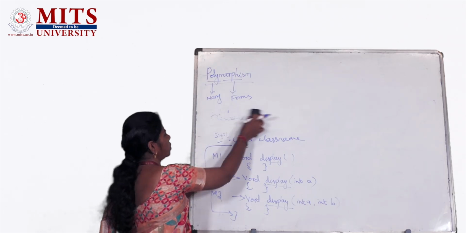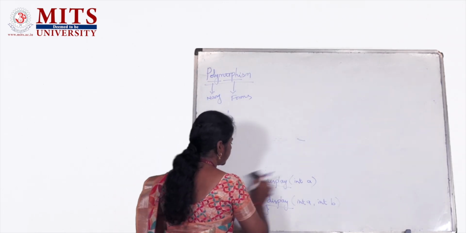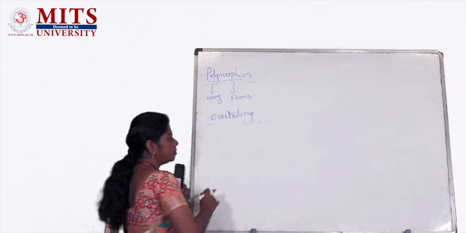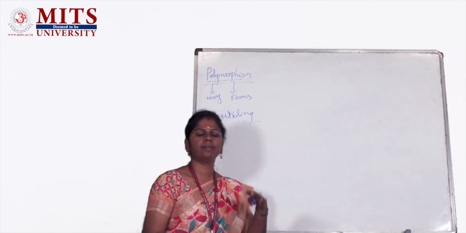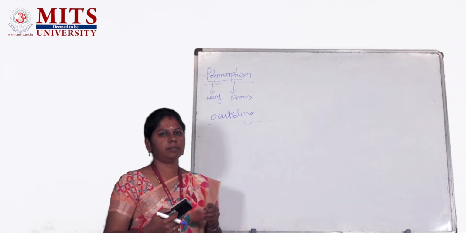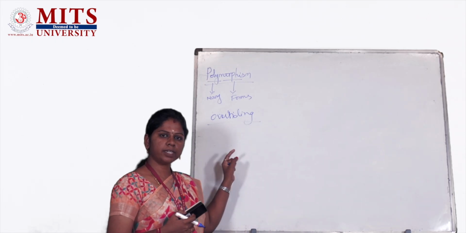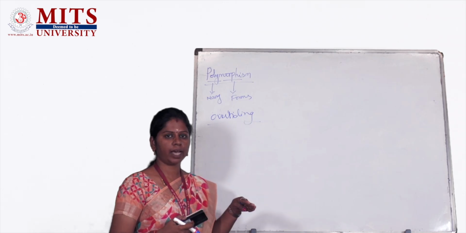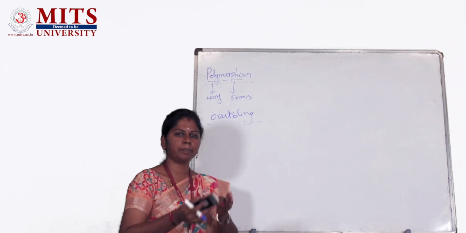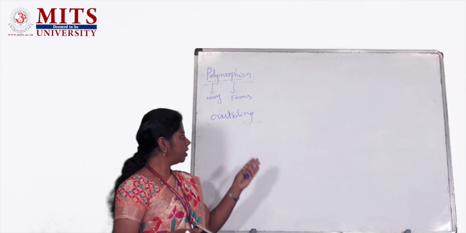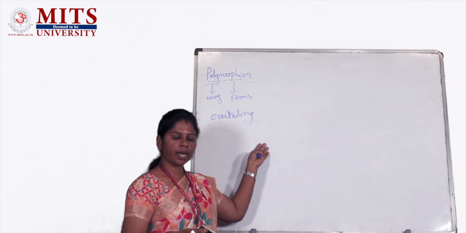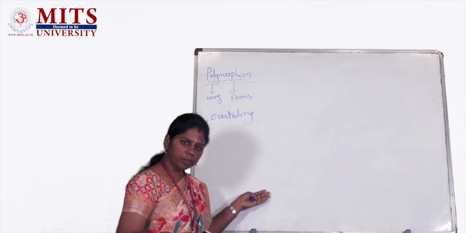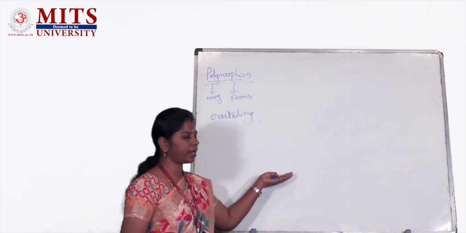And the next concept is method overriding. Same thing here also, we should have multiple methods, but here we have the same parameters, the same parameter list. Maybe if the first method has int a, then the second method also has the same parameter, int a.